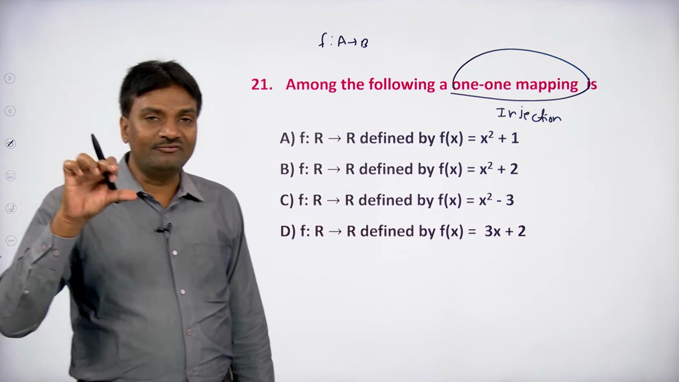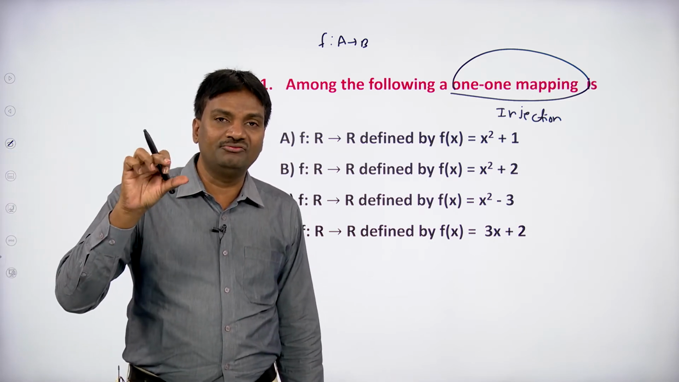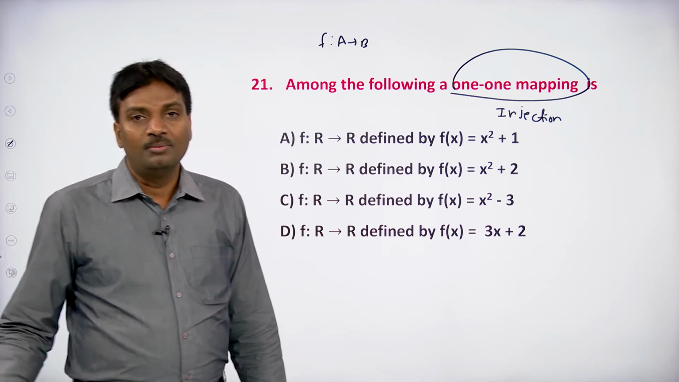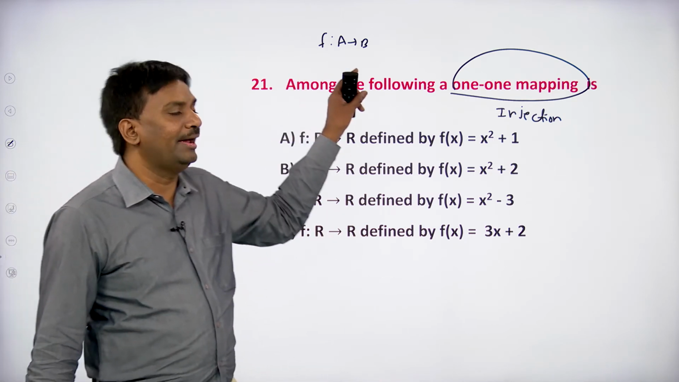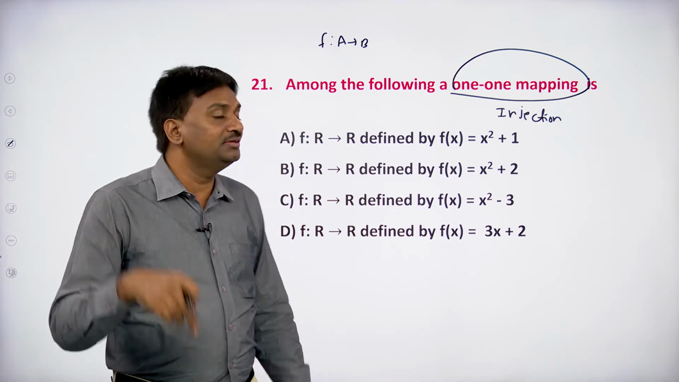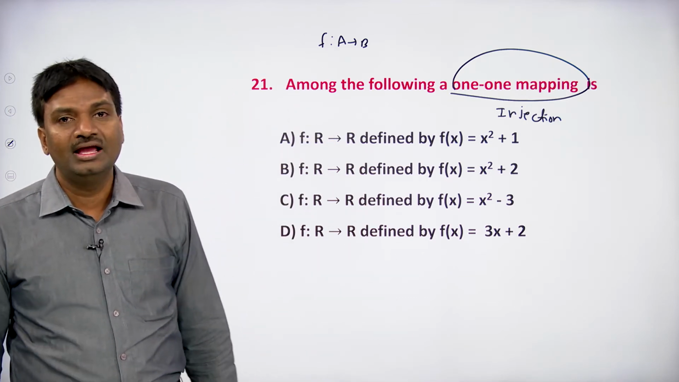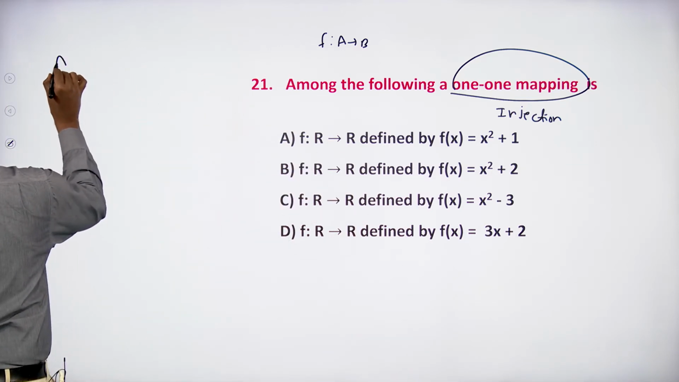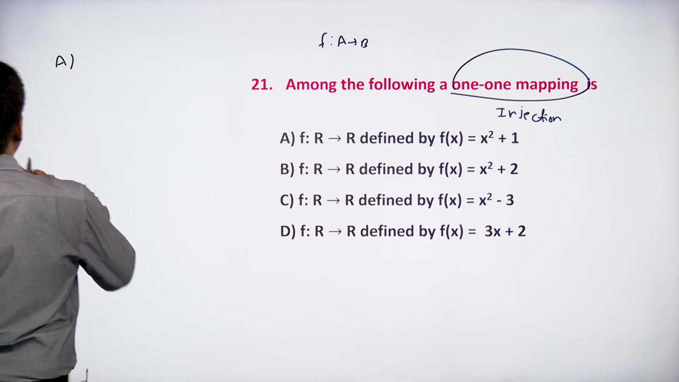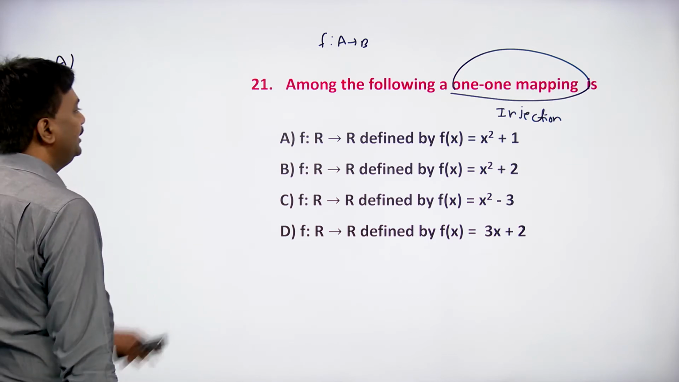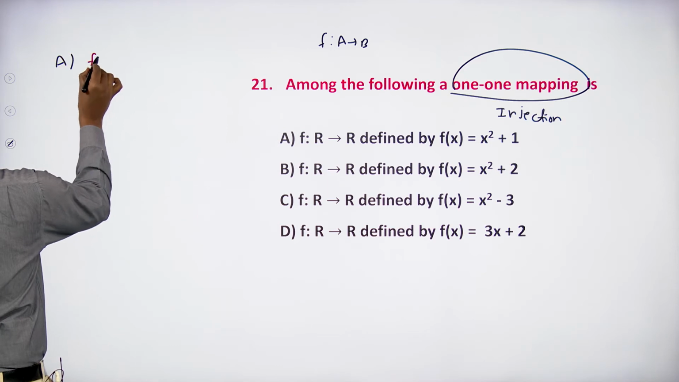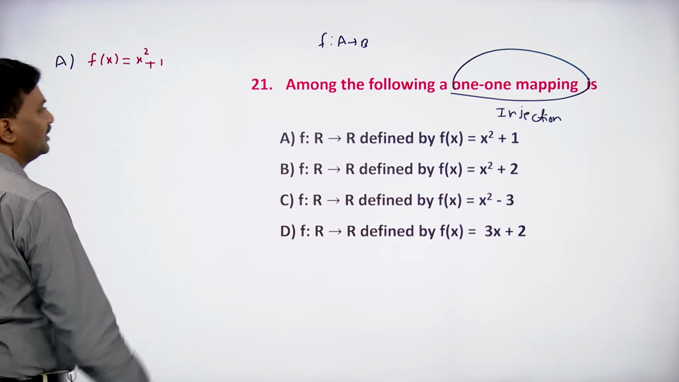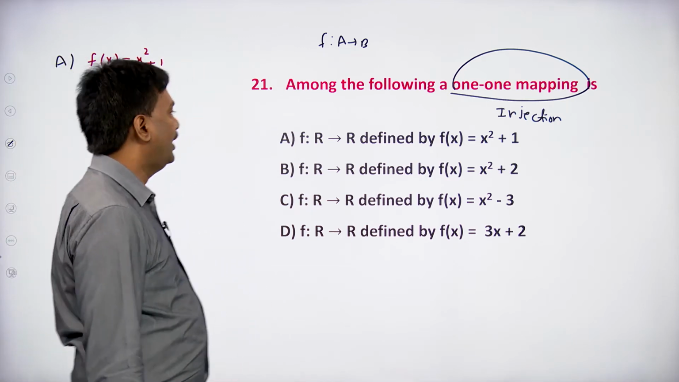So, by taking different elements, after simplifying, if we get the same image, then we can say that it is not a 1-1 function. By taking different elements in the domain R, if we get different images in the codomain R, then we can say that it is a 1-1 function. First, let us consider option A. Here the function is given as f of x equal to x square plus 1.